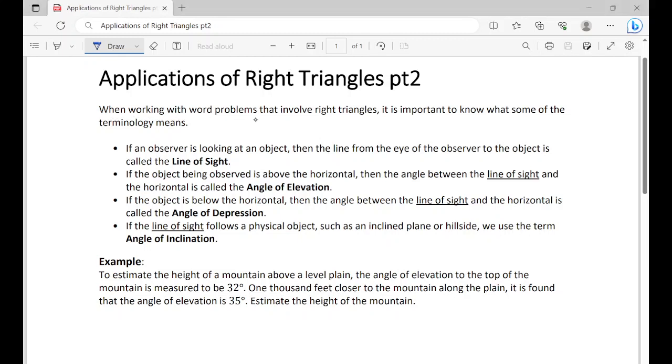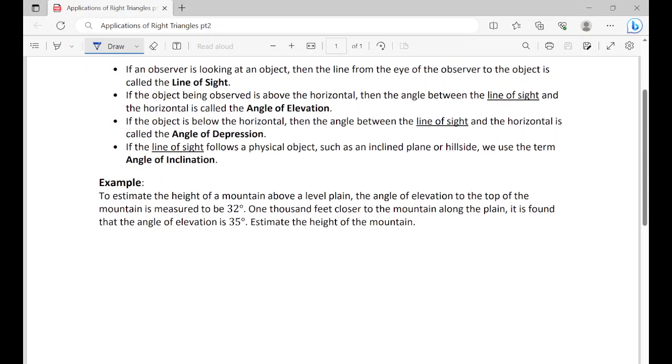When working with word problems that involve right triangles, it is important to know what some of the terminology means. Some of the things they could say in the question are line of sight, angle of elevation, angle of depression, and angle of inclination. Whenever those pop up, you should know what they mean. Not every question will have these in there, but if they do, it's a good idea to know what they mean. So let's look at our question.